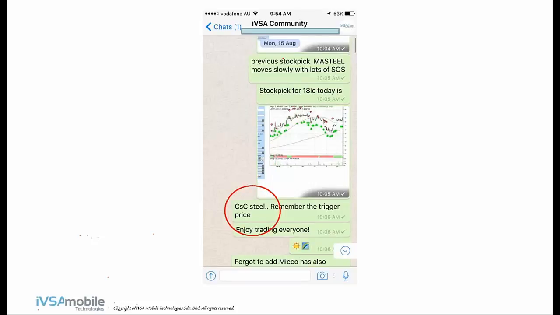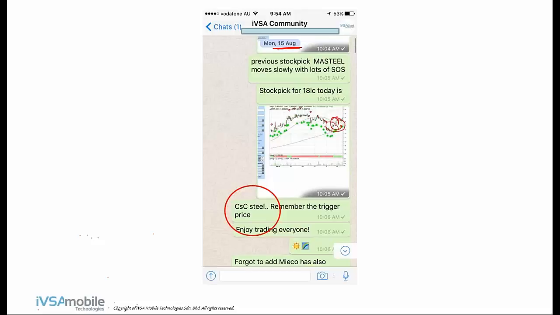Now, CSC Steel, as you can see here, on the 15th of August, this is our members-only iVSA chat room. It is exclusively for members, and we do a lot of discussions and questions and post a lot of our stocks recap and our trade ideas in there as well. Now, CSC Steel appeared in our 18LC chart at $1.40. I will show you later on a bigger screen.